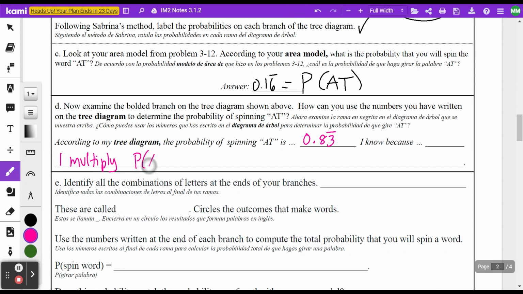I multiply the probability of A times the probability of T, which equals 0.3 repeating times 0.25, which is 0.083 repeating. Oh, pardon me. I made a mistake. I'll highlight it. Please make sure you fix the mistake. If you're copying these notes down, I should have had a 0 in front of that 8.